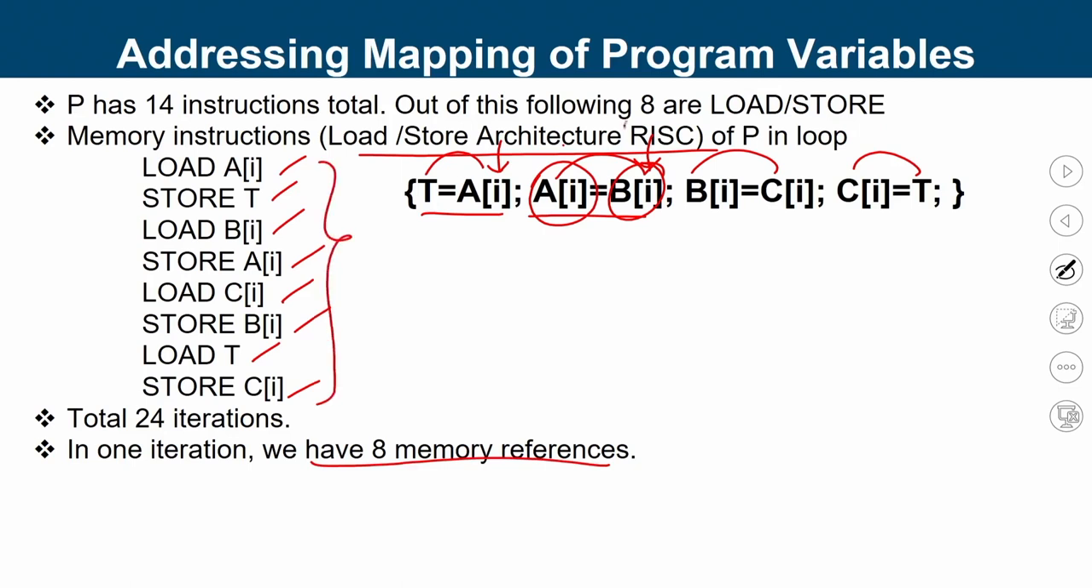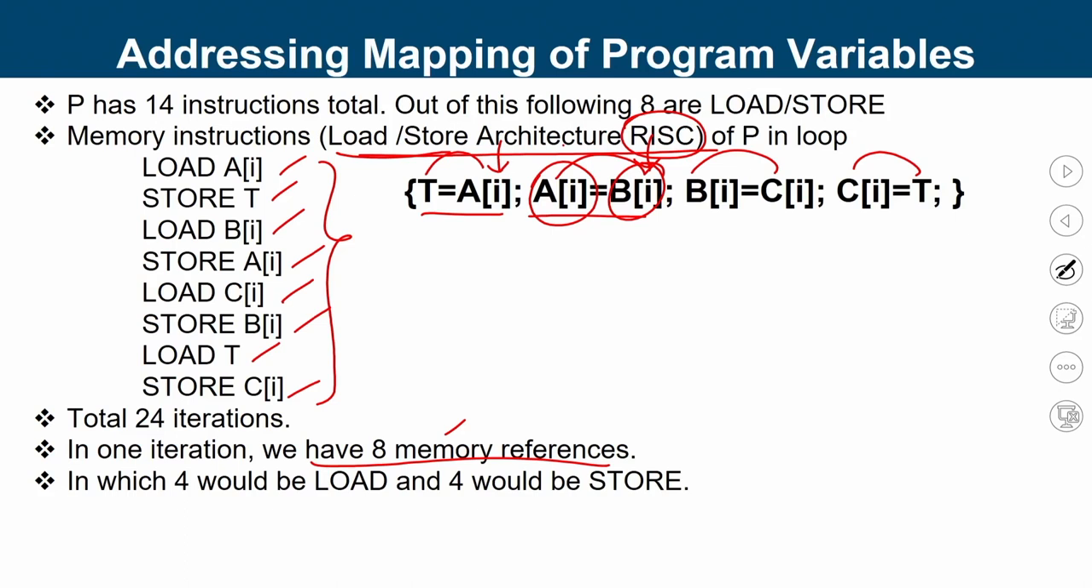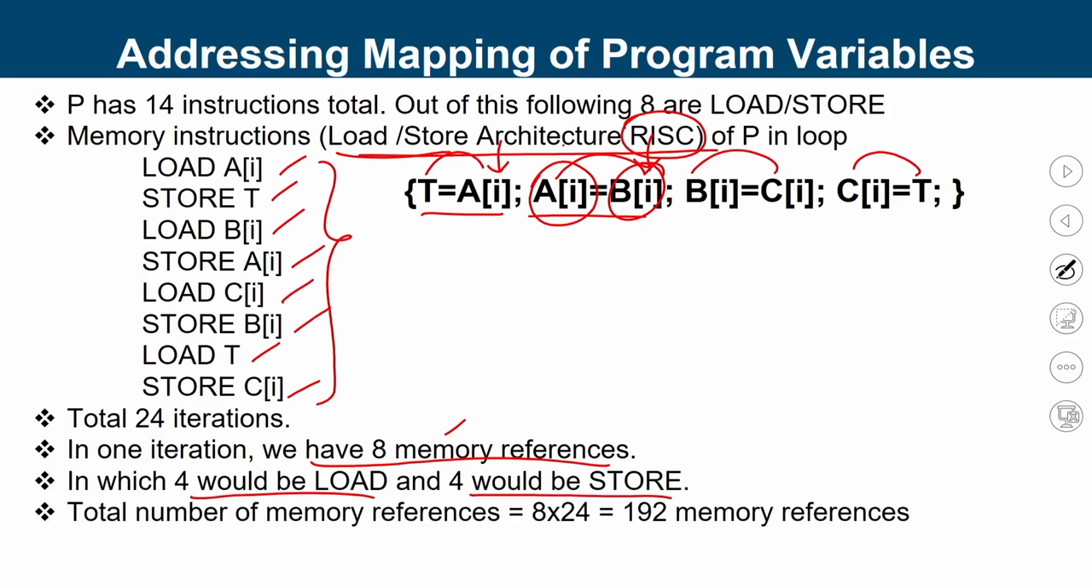In the case of a RISC instruction type, which follows a load store architecture, only load and store instructions can touch memory. And this accessing of memory is where it is going to interface with your data cache. So in one iteration, we have 8 memory references, in which 4 would be load operations and 4 would be store operations. I have to iterate this loop 24 times. Even if you have 14 instructions available, these are the 8 instructions that repeat inside this loop. The other instructions may be displaying some result or some initialization code. So out of the 14 instructions, generally this much should come in the loop for sure. So we have a total of 192 memory references.